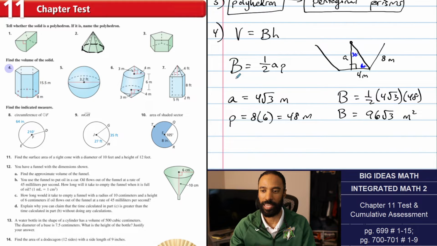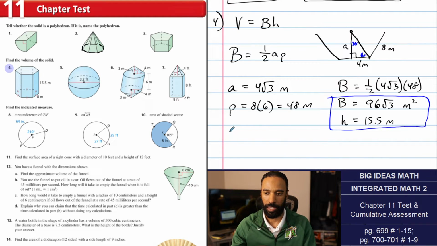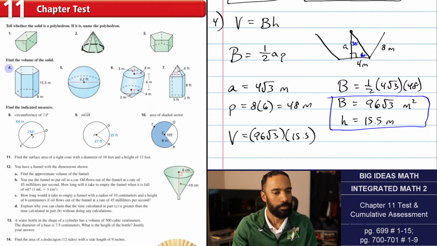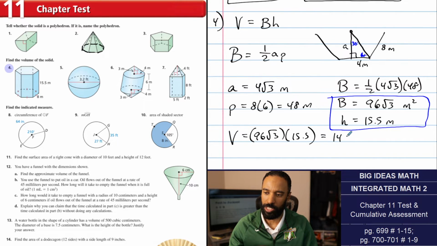Times the height. The height is 15.5 meters. So I'm definitely going to be going to the calculator to calculate that whole area of base times height bit. Volume, area of base, times height gives me something. Let's just do 96 times 15.5 first, just to get you an exact looking answer. 1488 root 3. 1488 root 3 cubic meters.